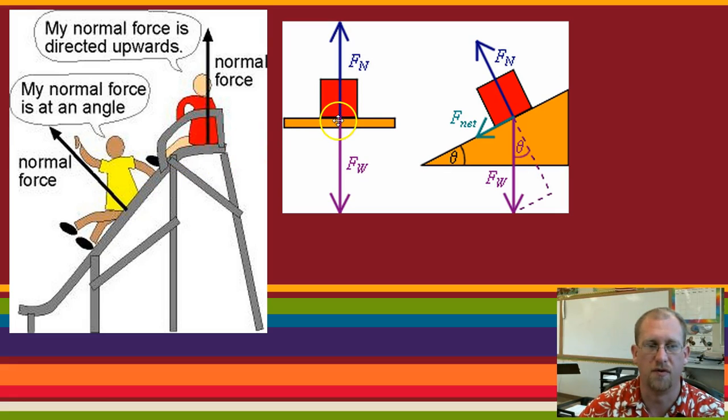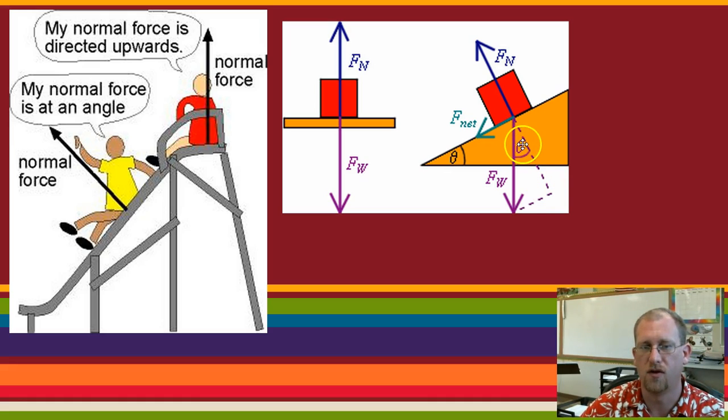So here's another example. On a flat surface, normal force and weight are the same. On an inclined plane, normal force is always perpendicular to the surface, but it only has to counteract a component of the weight. Weight goes straight down. This is the part of the weight that the normal force has to counteract.